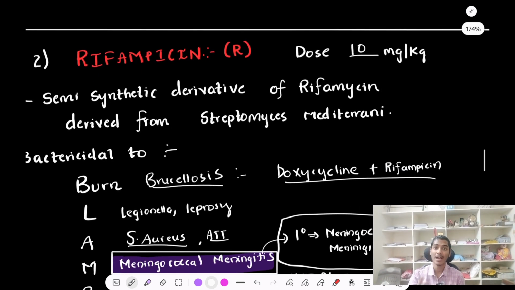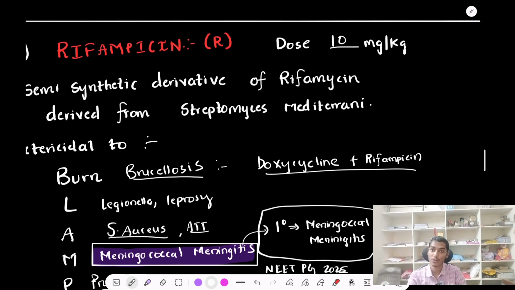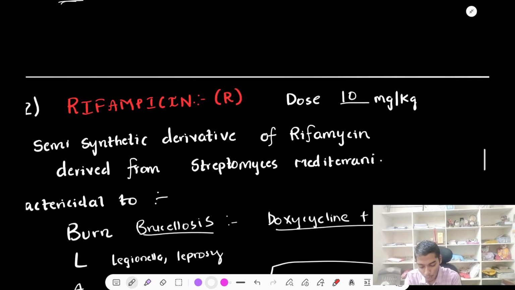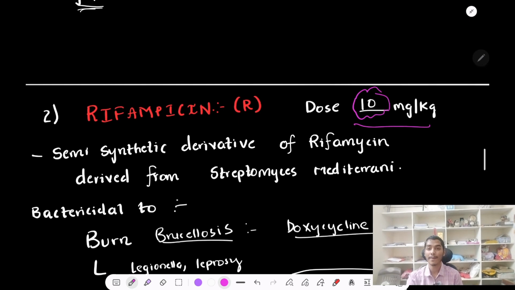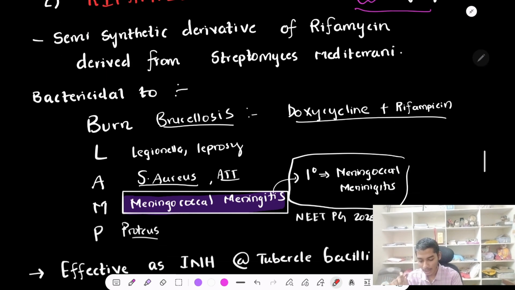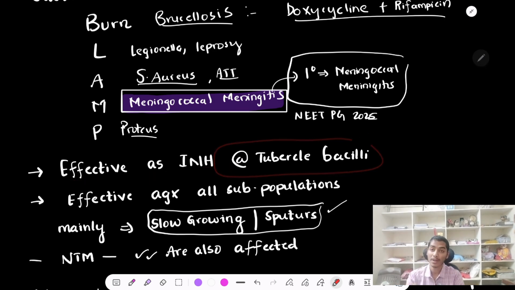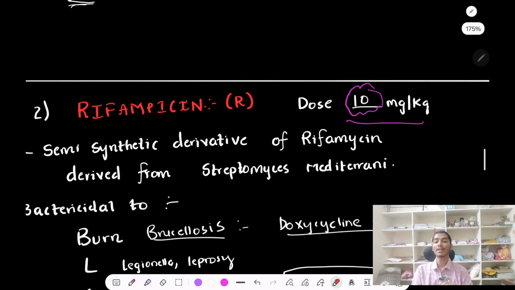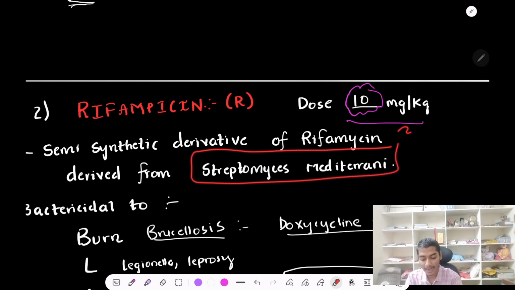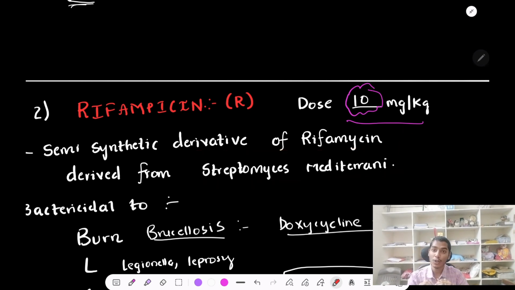Now let's go into the second drug that we have, rifampicin. Rifampicin is very important, and we have a NEET PG 2025 question here. We'll discuss it, but first the dose. We give 10 milligram per kg body weight of rifampicin, and it is primarily tuberculocidal, and its efficacy is similar to that of isoniazid for the tuberculous bacilli. It is a semi-synthetic derivative of rifamycin, derived from Streptomyces mediterranei.